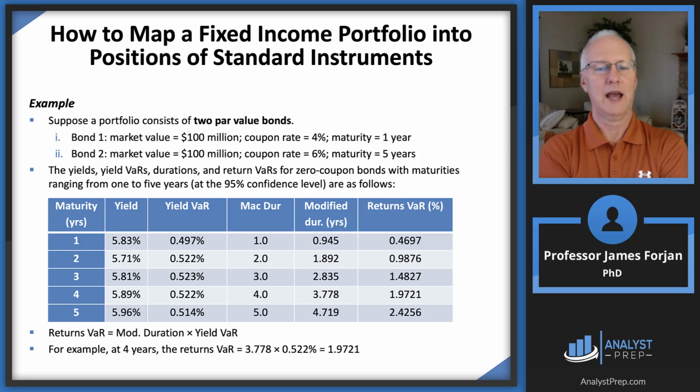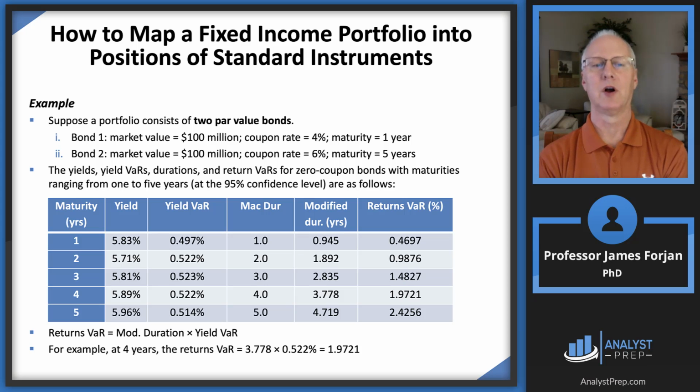All right, let's take a look at an example here for the next couple of slides. Let's suppose we have a portfolio of 2 bonds that are selling at par value. We've got 100 million in bond 1, 100 million in bond 2. We have different coupon rates, 4% and 6%. And we've got a 1-year bond and a 5-year bond.